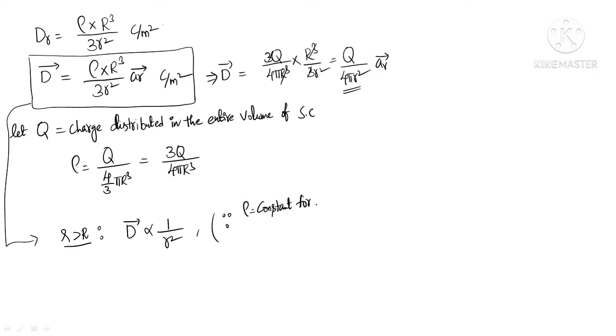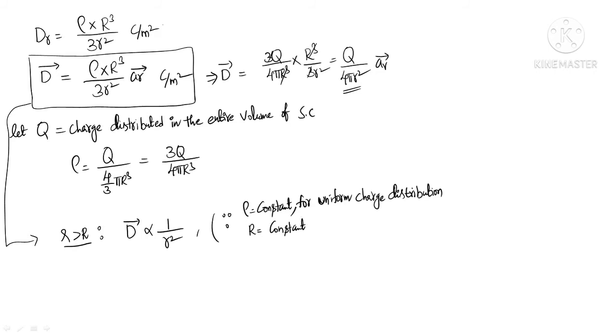for uniform charge distribution. What is meant by uniform charge distribution? If for 1 meter cube of volume the charge is rho, then for 2 meter cube of volume the charge must be 2 rho. For 3 meter cube of volume the charge must be 3 rho. It is called uniform charge distribution. So for a uniform charge distribution, rho is constant, and capital R is already constant for a fixed charged sphere.